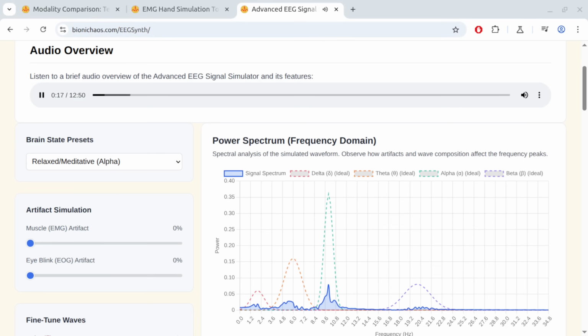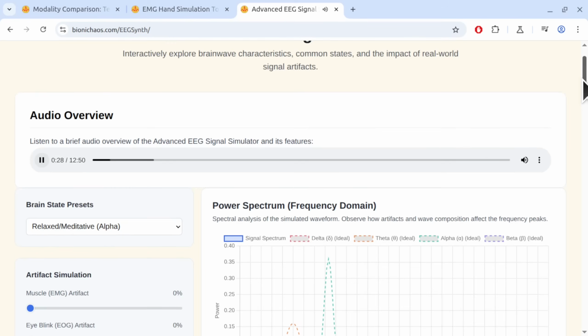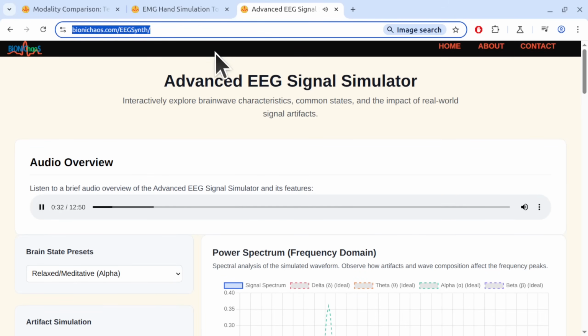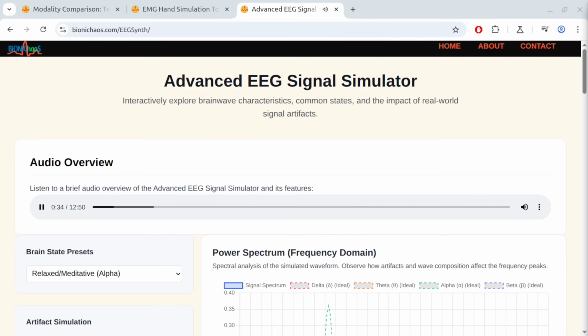Well, the mission is really to get a handle on what these EEG signals actually are, how they're put together from their basic parts. And what gets in the way, like noise and stuff? Exactly, interference, what messes up clean recordings, and critically, how a tool like this simulator we're looking at helps us learn about these really complex waveforms.